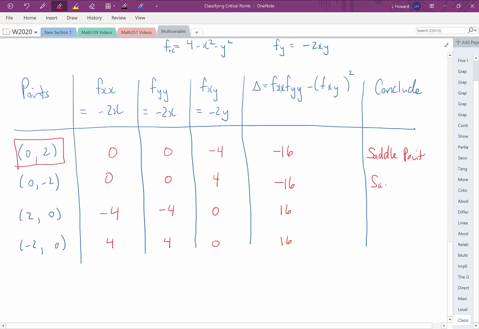So saddle point and saddle point. And then in the bottom two situations, delta is positive. So we've either got a local min or a local max. You're going to have a local min when f sub xx is positive. So we've got local min at the bottom, and we've got local max in the third situation. So that is how we classify critical points using the second derivative test.